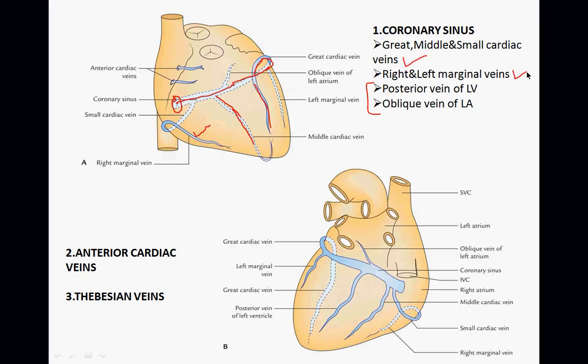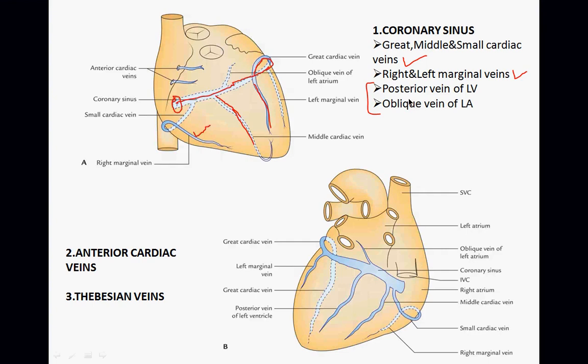And marginal veins, I already told you there are two marginal arteries that supply the borders. The right marginal artery supplies the right border till the apex, and the left marginal artery supplies the left margin till the apex. So they kind of hold the heart in the apex. These two veins accompany those arteries. It is very simple to remember.